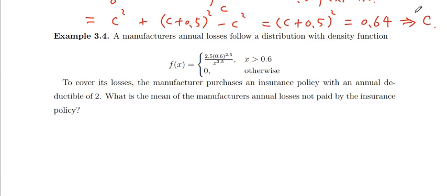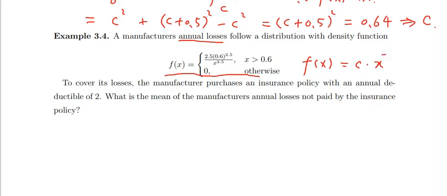Okay, so let's continue. We have this annual loss that follows this distribution density function. The coefficient is complicated, but this is just the density function, equal to a constant c times x to the negative 3.5. So this is just a power function.